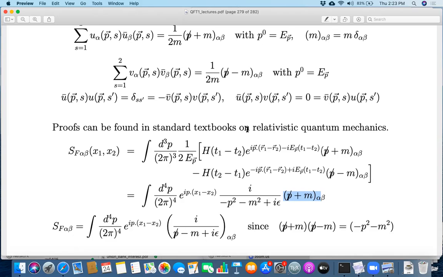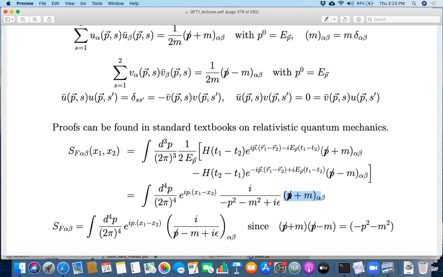So in the first case, you pick up the contribution from p0 equal to E_p, and that gives you this term. That just converts this p slash plus M into p slash plus M, where p0 is set equal to E_p. When t1 is less than t2, that is this term here, then you have to pick up the pole at p0 equal to minus E_p. So that in this p slash, it gives you minus E_p for p0.